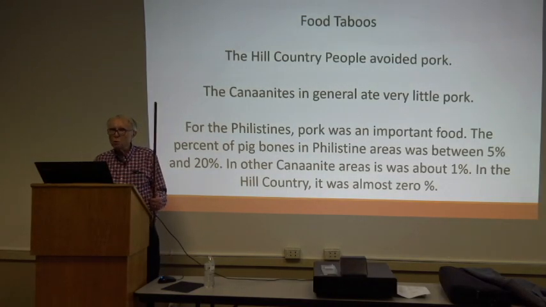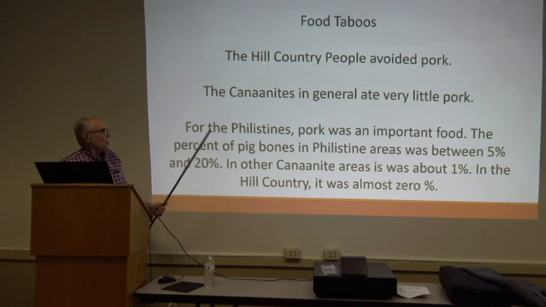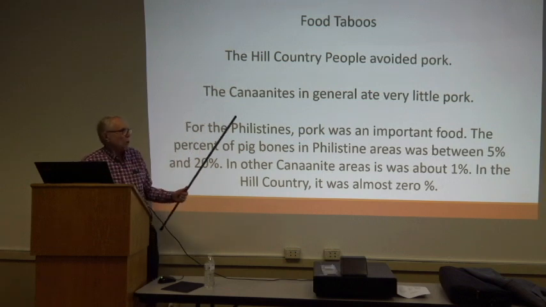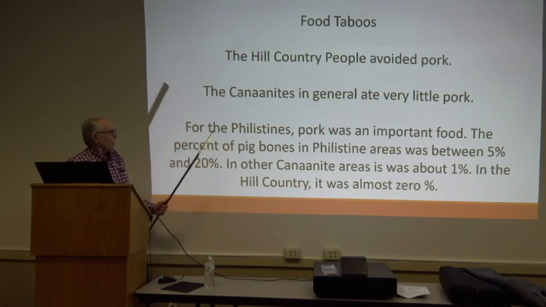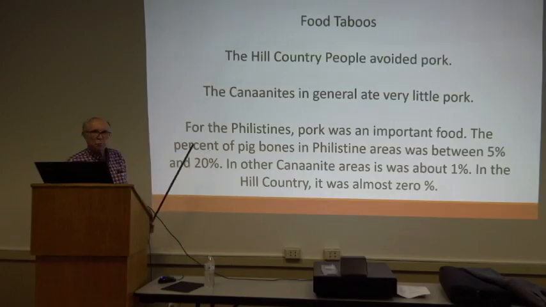They had food taboos. The hill country people avoided pork. The Canaanites in general ate very little. However, for the Philistines, pork was an important food. And the percent of pig bones in the Philistine area was between 5% and 20%.